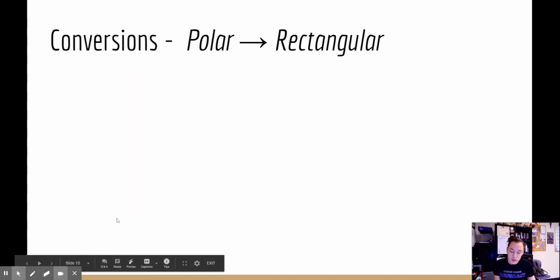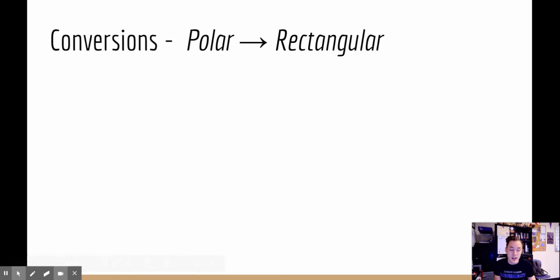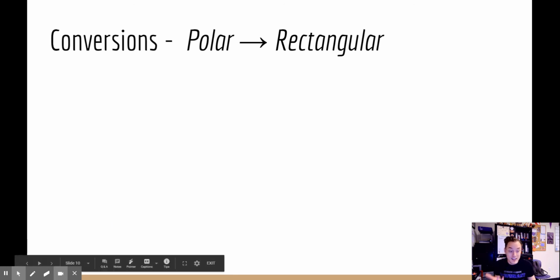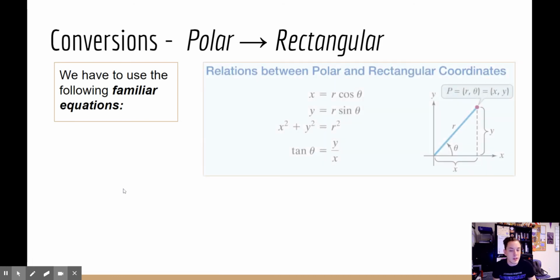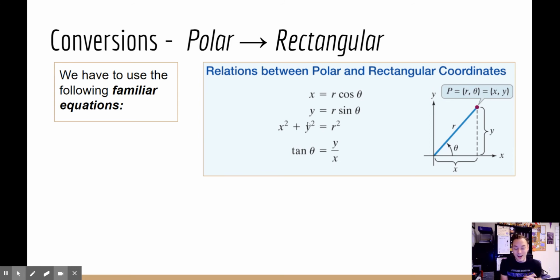Let's go to polar to rectangular. I only have 3 more slides left, and then we're going to be done. Isn't that exciting? So polar to rectangular, we will have to use some familiar formulas just like this. Now, I'm going to put them all there because, honestly, we have to use almost all of them in one way, shape, or form. Going from polar to rectangular equations is very, very difficult indeed, because you really have to be creative in your algebra skills.